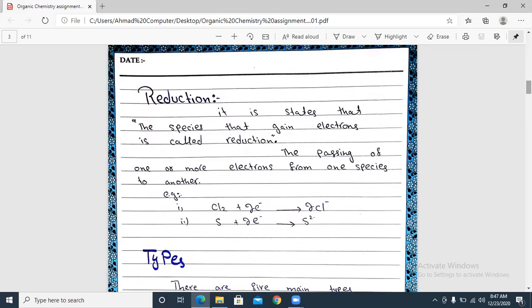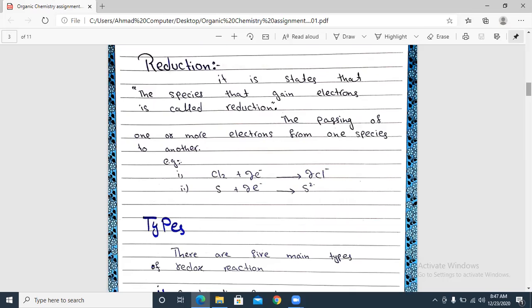If we talk about reduction, it is stated that the species that gains electrons undergoes reduction, the passing of one or more electrons from one species to another. For example, if chlorine is given two electrons, it forms two chloride ions, and if we add two electrons to sulfur, it forms sulfide.